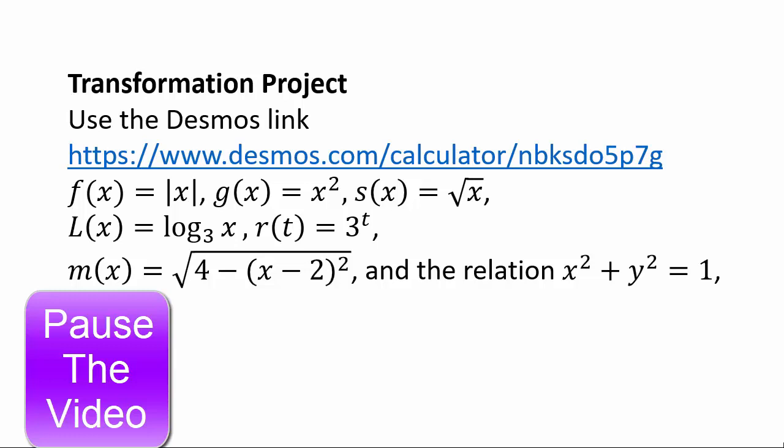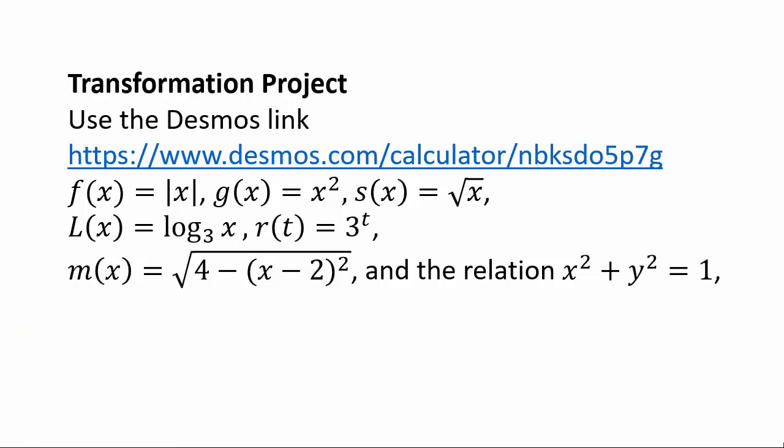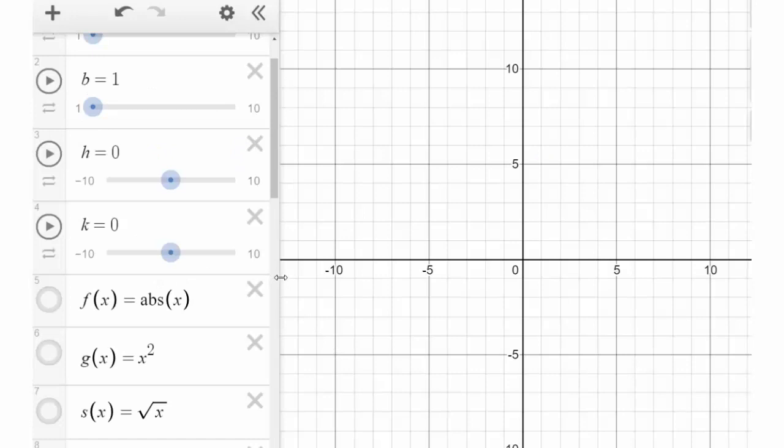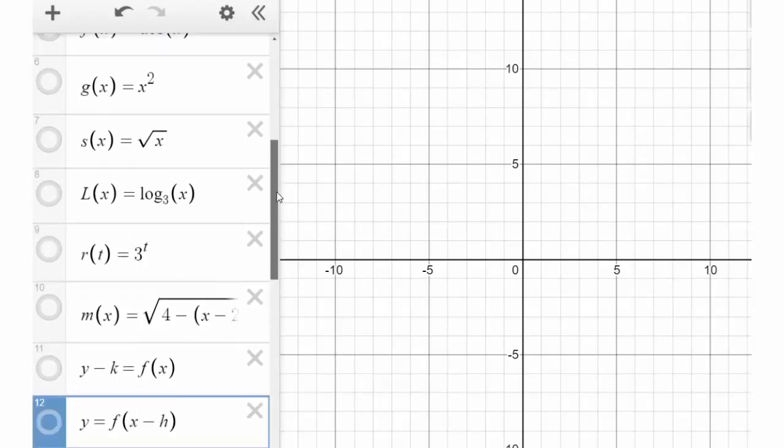All of these functions are plotted in Desmos, and then you have to move the sliders to make some observations. Make those observations and then come back, and then we will discuss it together. So go ahead, pause the video here. Do the transformation project only when you have made all the conclusions that were asked of you, then continue watching this video.